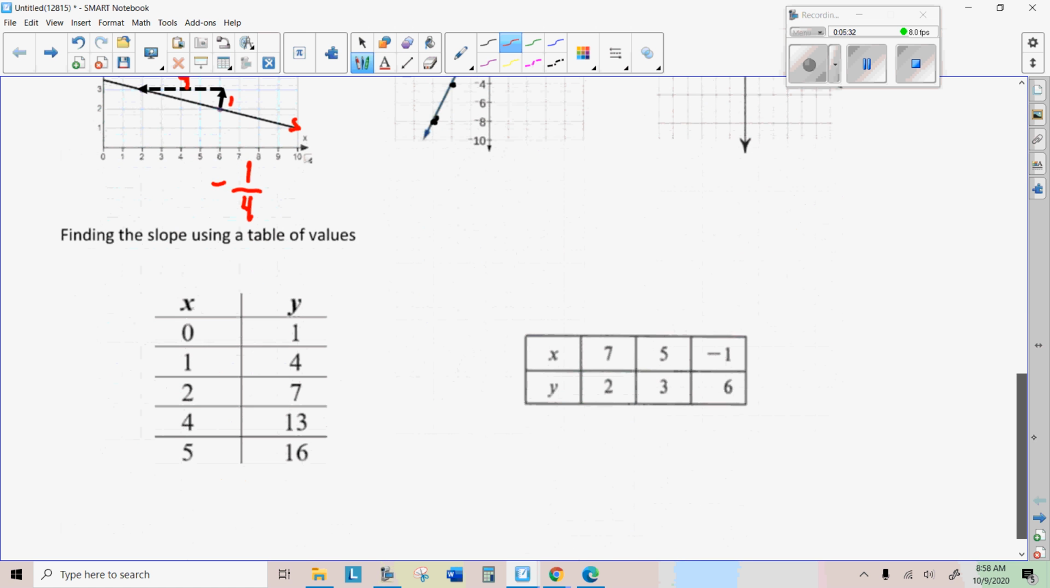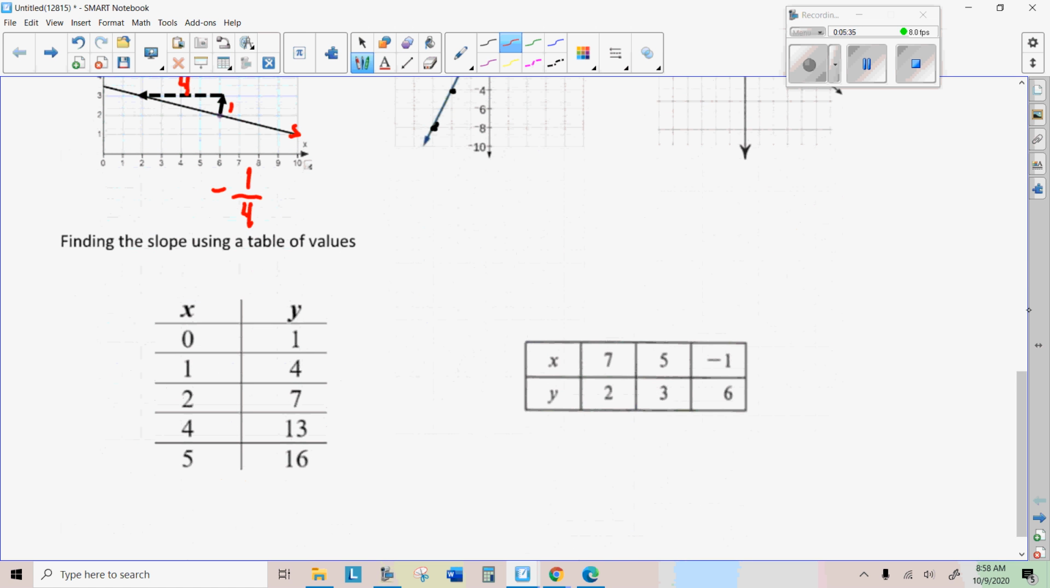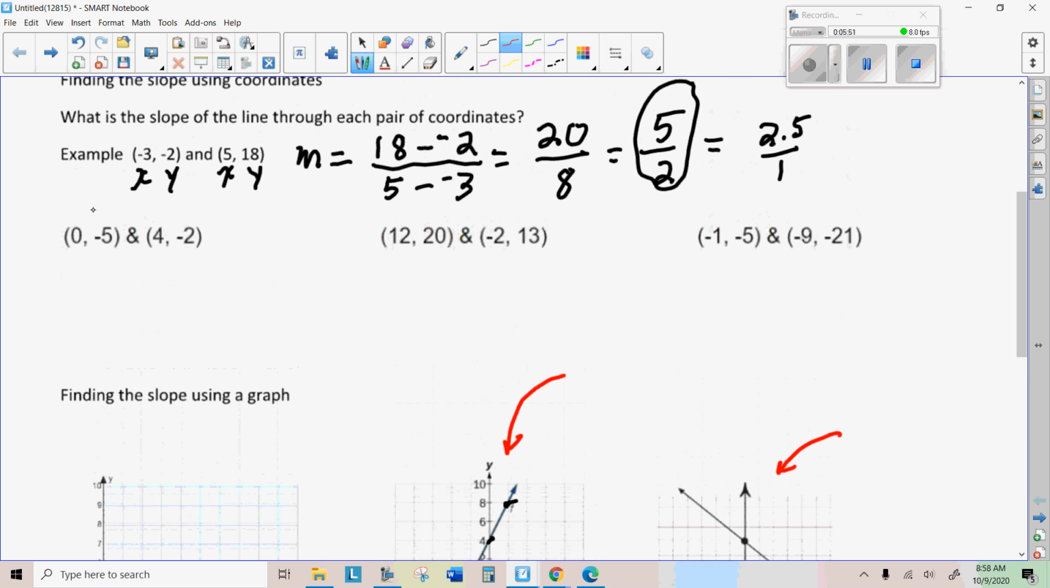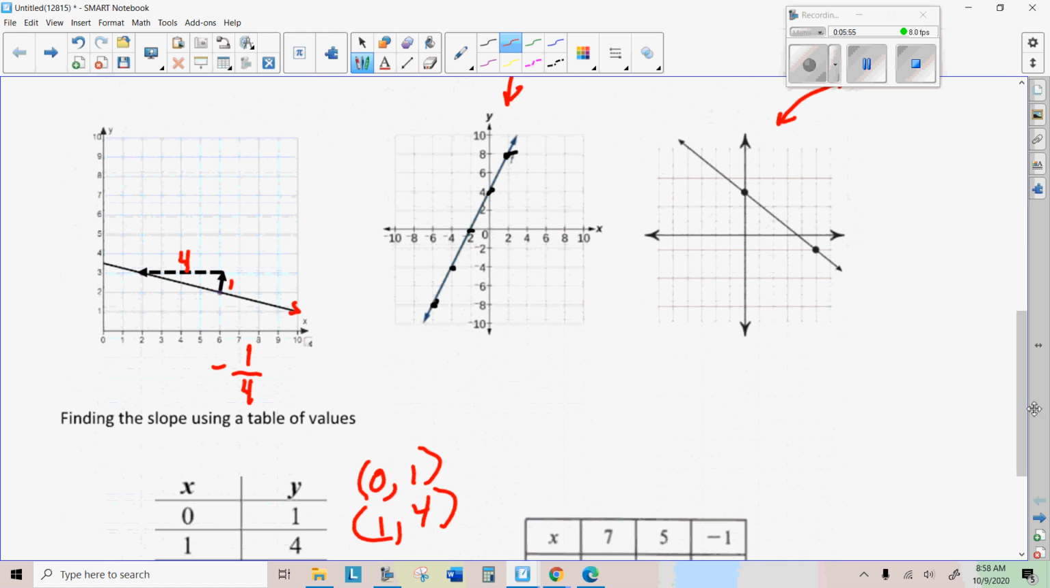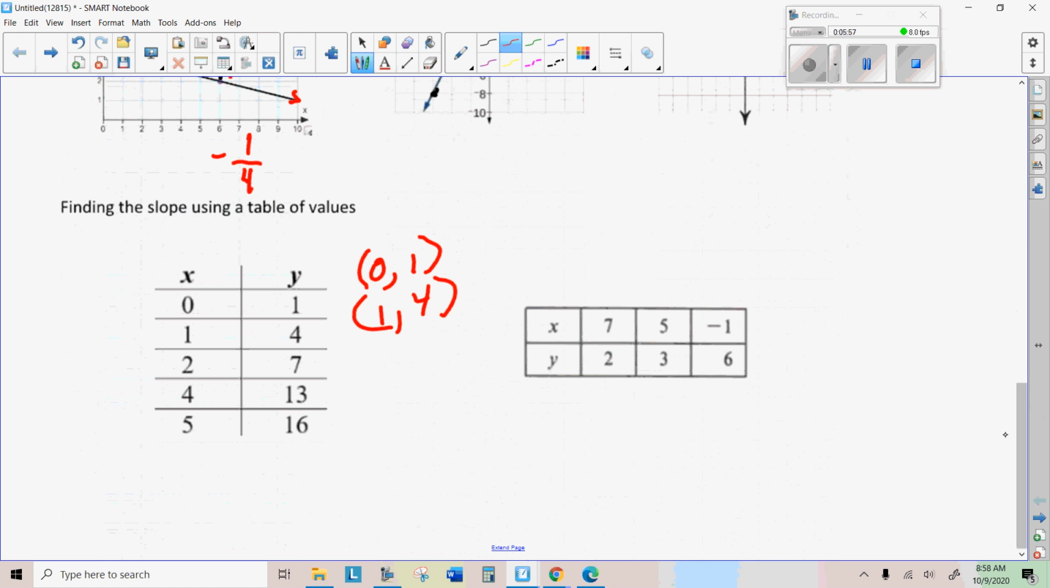All right. Now, to find the slope from a table of values, all you need to do is just choose two of these. They're really points. This is an x and a y, so a 0 and a 1 is one of the points. 1 and a 4 is another. And then you could do like you did on these problems up here. Use that formula. Now I just do it since I have a table. I just use the table and find the differences in the table.